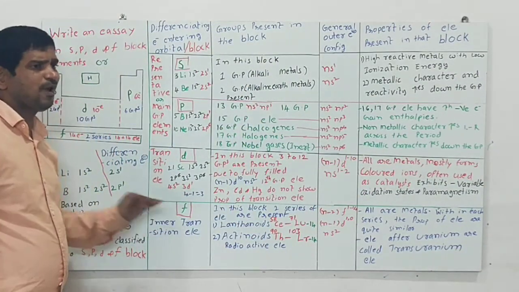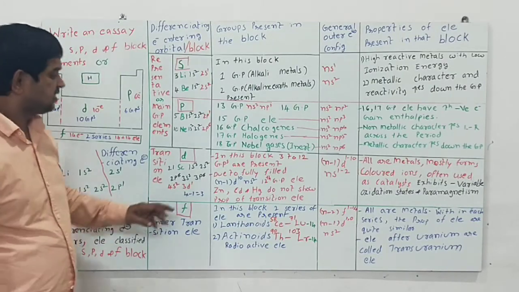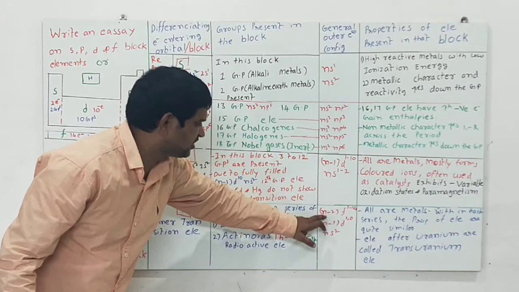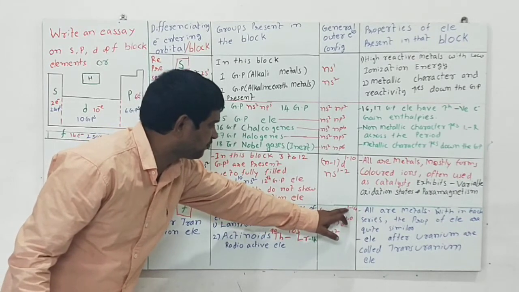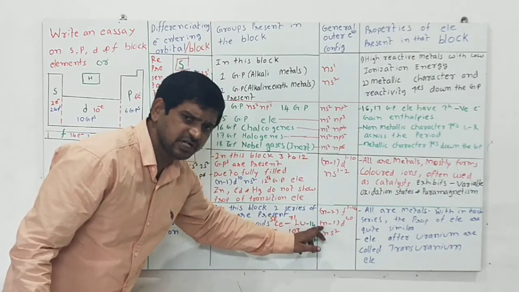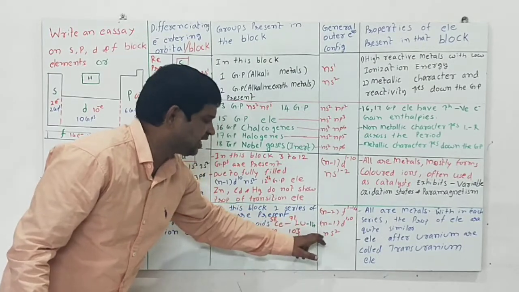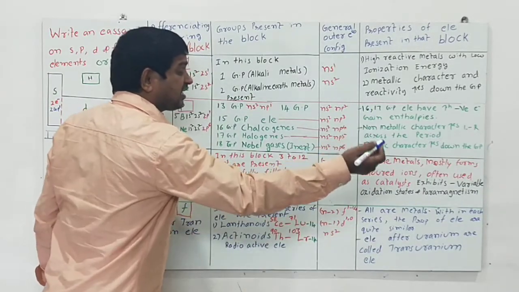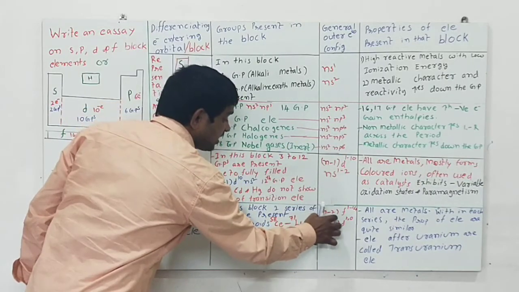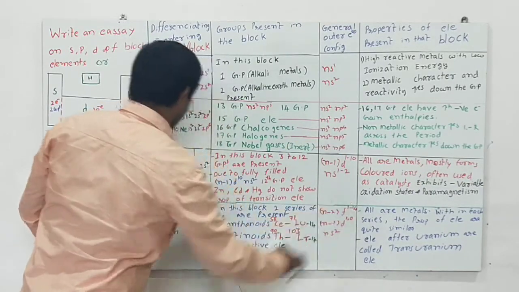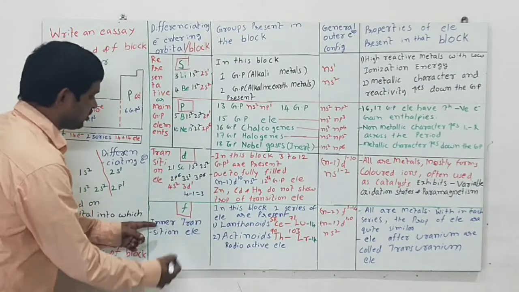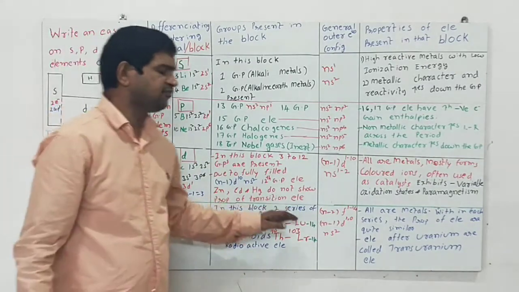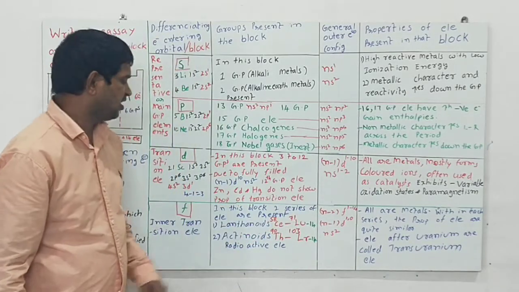Now, last one, F block elements. See here, its general outer electronic configuration is (n-2)f1 to 14, (n-1)d0 to 1 and ns2. The differentiating electron enters into the (n-2) f orbital. So these elements are known as inner transition elements. In this block, we have two series of elements.